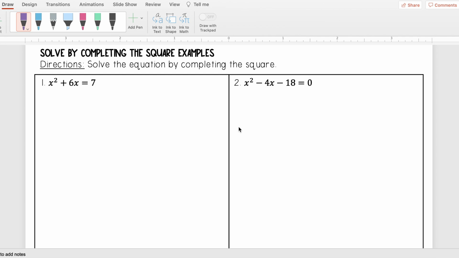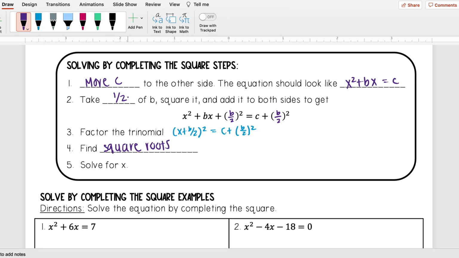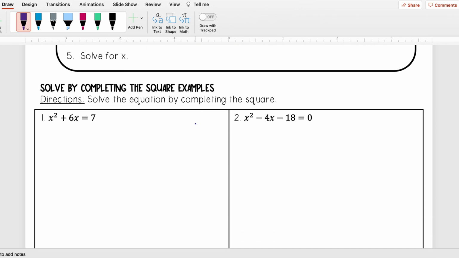So let's go through some examples of solving by completing the square. My first step here is I want to move c to the other side. However, I see this one, c is already over there. It's just my number. And so my next step is I want to take half of b, square it, and add it to both sides.